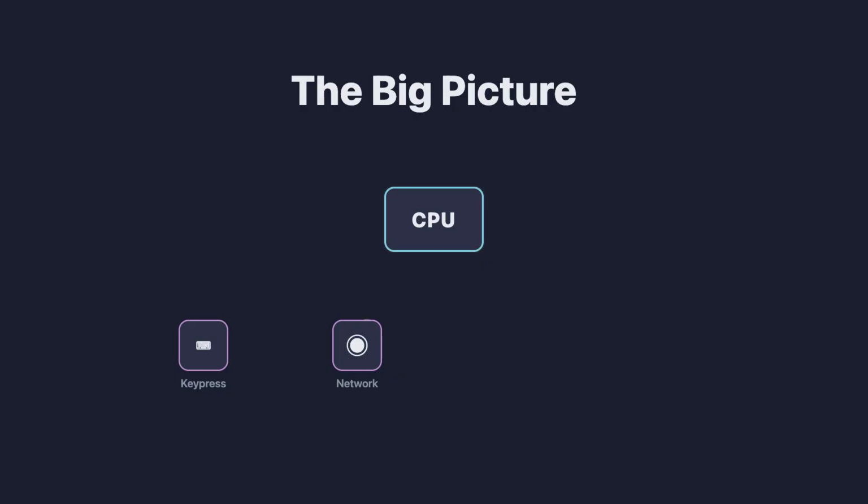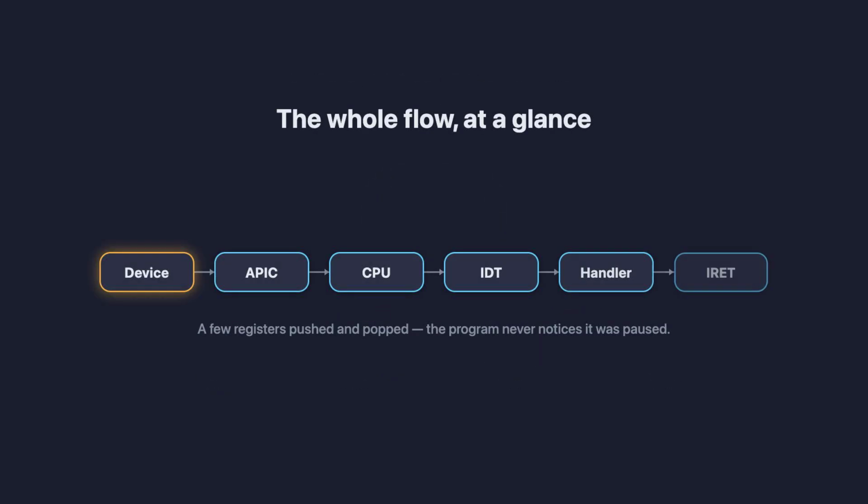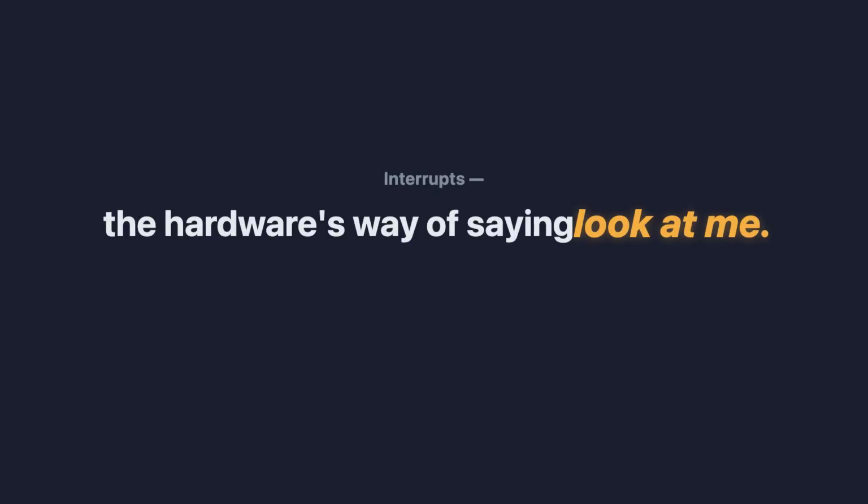So here's the picture. Every keypress, every network packet, every disk read, every timer tick. All of them are a device raising a wire, an APIC multiplexing those wires, a CPU jumping into a handler through a table, a few registers pushed and popped, and a program that never notices it was paused. This is the mechanism that makes your machine feel alive, responsive to the world while doing a million other things. It's one of the most elegant collaborations between hardware and software ever designed.